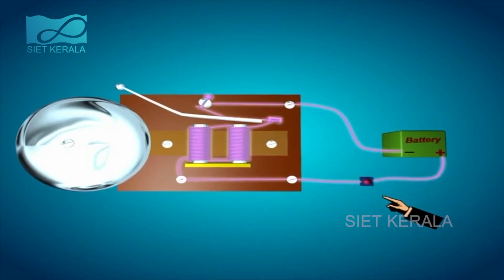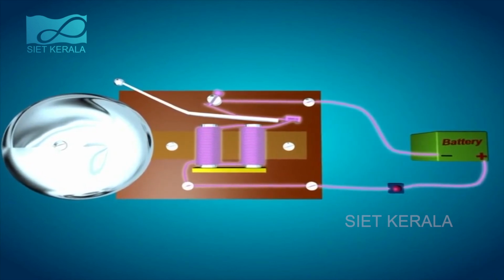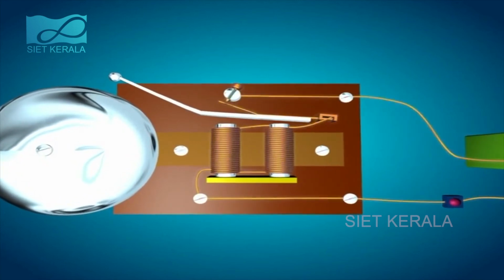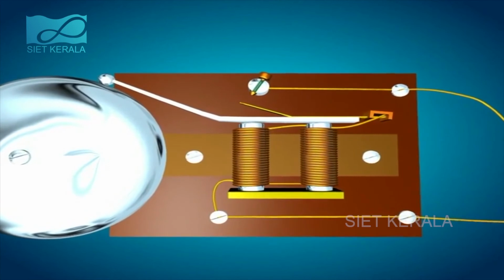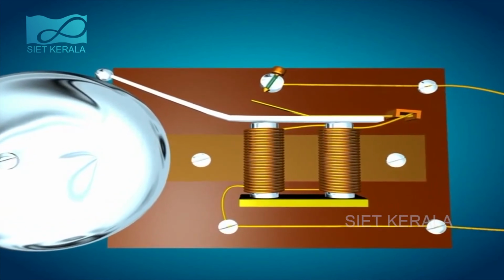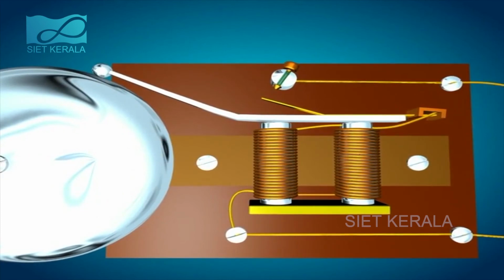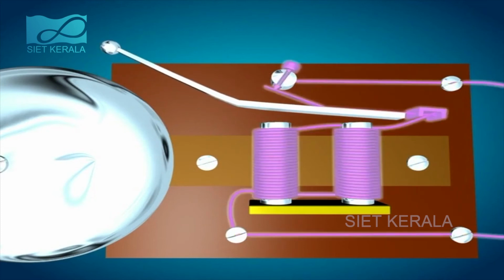When the iron strip is attracted to the electromagnet, the circuit breaks due to the gap developed between the core and the screw. When the circuit breaks, the core loses its magnetic properties. The iron strip again comes into contact with the screw and the circuit is completed. The core again becomes a magnet. This process continues and the bell works.